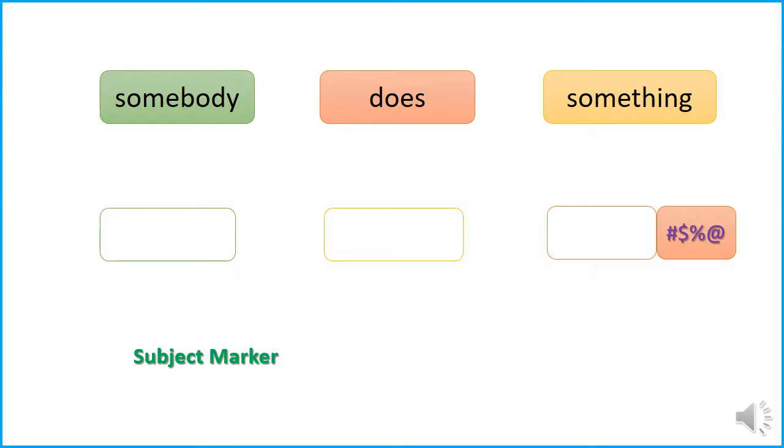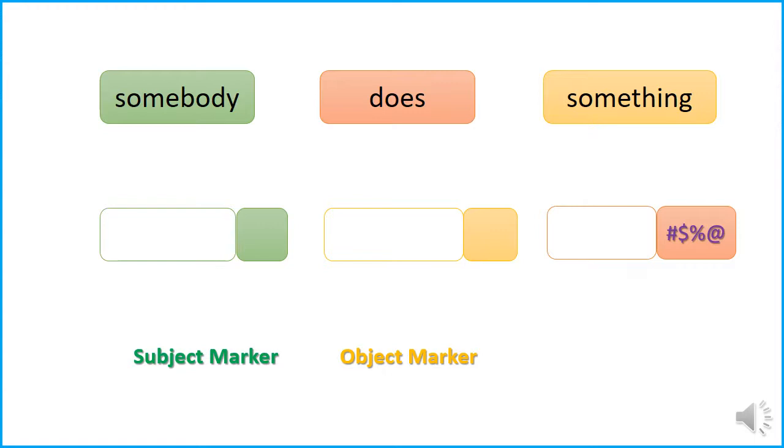We add subject marker right next to the subject. We add object marker right next to the object. That little something attached to each word to show the function of the word, we call it functional particles.